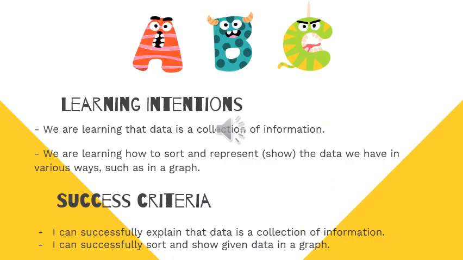Our learning intentions are we are learning that data is a collection of information. We are also learning how to sort and represent or show the data we have in various ways, such as in a graph. Your success criteria, the way you can get 2 thumbs up from your teachers, is I can successfully explain that data is a collection of information and I can successfully sort and show given data in a graph.